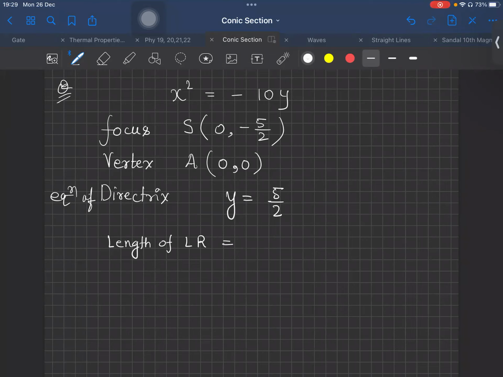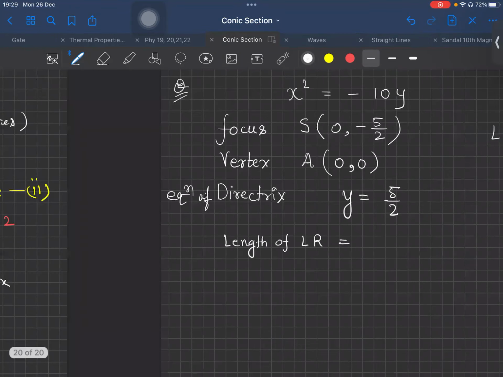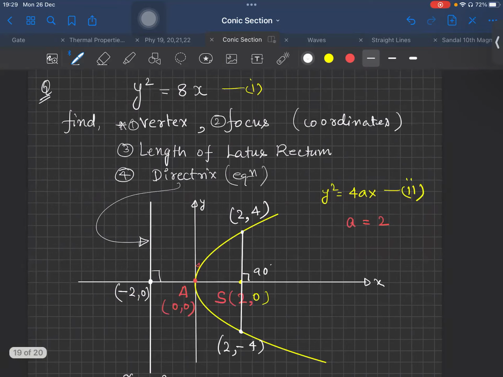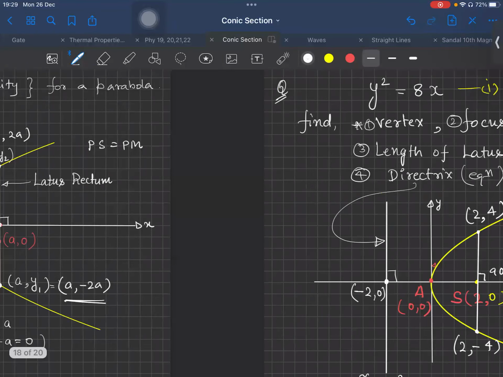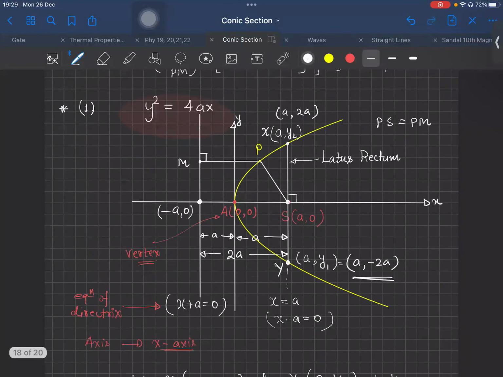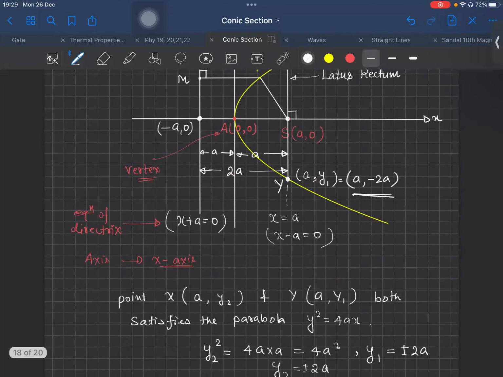That's minus 10. See, length cannot be negative. You always have to write modulus of 4a. I'm sorry, I should have written it here itself. Length of latus rectum is modulus of 4 times a.